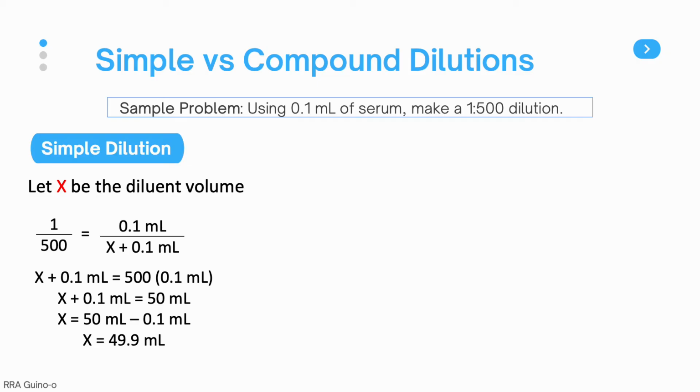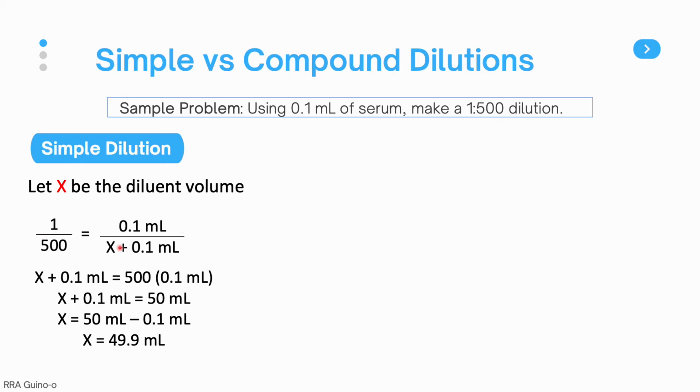To better understand the concept of compound dilutions, let's compare it with our simple dilution using this sample problem. The problem is, using 0.1 ml of serum, make a 1:500 dilution. So in this case, if you make a simple dilution, X is our diluent volume, and here we are just using the equation that we used before.